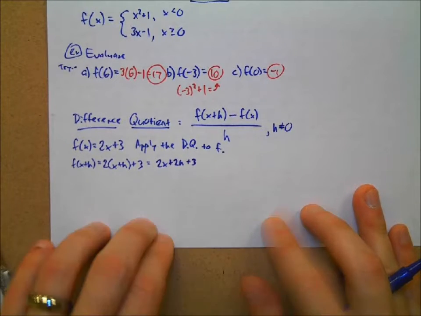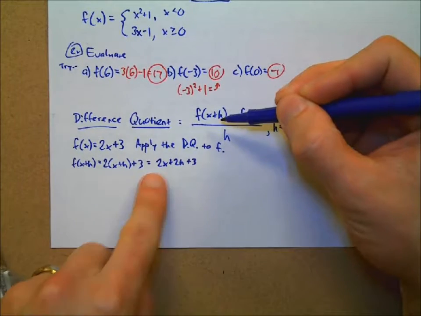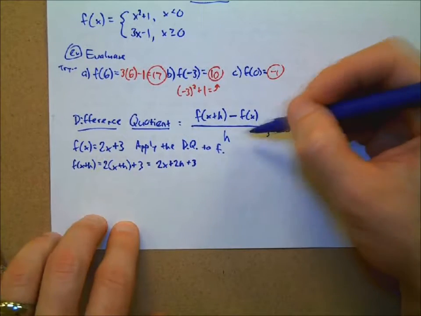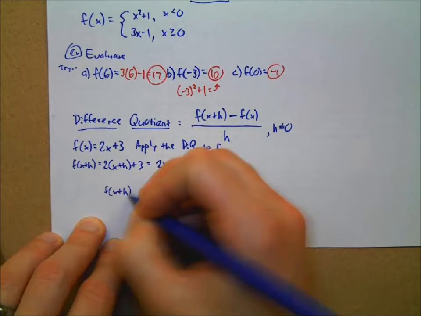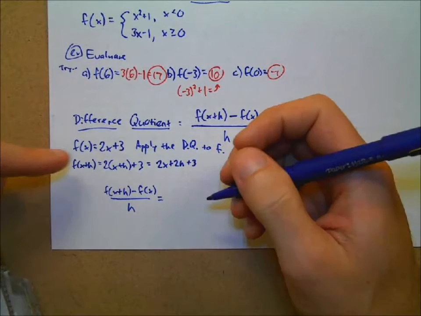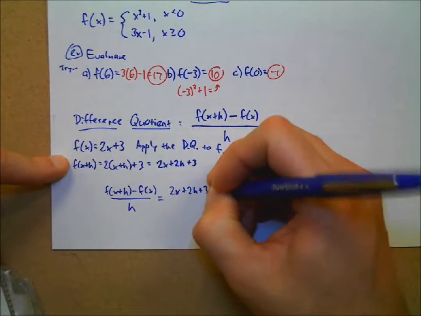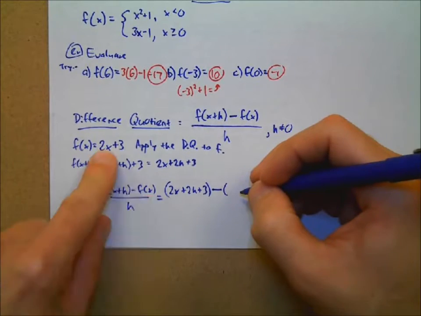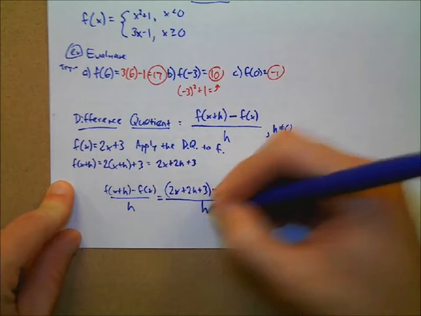And now, to evaluate this difference quotient, do we know what f of x plus h is? Yeah, 2x plus 2h plus 3. Do we know what f of x is? Yeah, 2x plus 3. And then we can divide it all by h. So here we go. We're going to now apply the difference quotient. I'll rewrite f of x plus h minus f of x all over h. And now I'm going to put the f of x plus h part in. So it'll be 2x plus 2h plus 3. Okay, so I substituted that in, minus the f of x part, which is 2x plus 3, all over h.